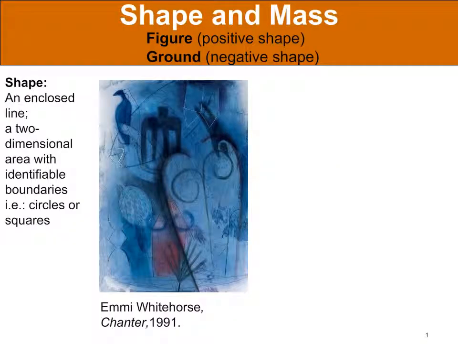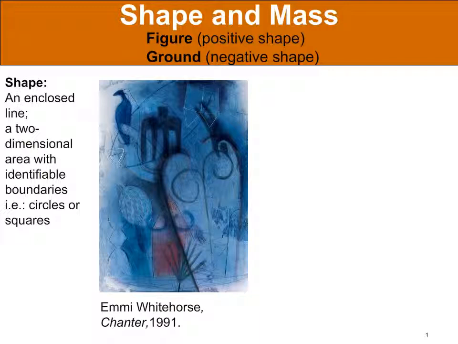Shape is an enclosed line, in other words, two-dimensional area with borders. All shapes have figure and ground, or what we call positive and negative space. Figure or ground shapes are those we focus on. Ground or negative is the area surrounding the positive shapes. I will probably use terms positive and negative spaces rather than figure and ground, since that's what I'm used to. However, ground and figure are probably the more modern terms.